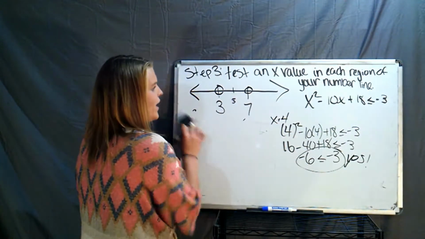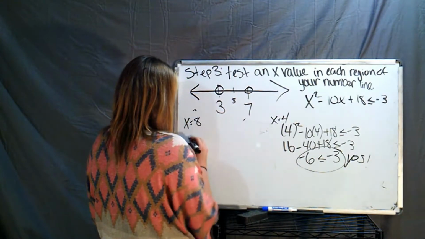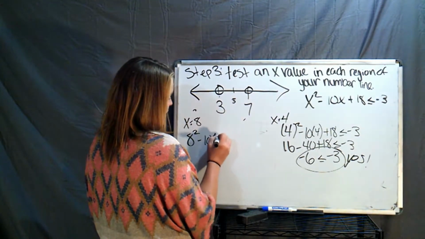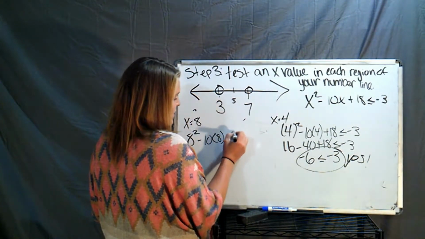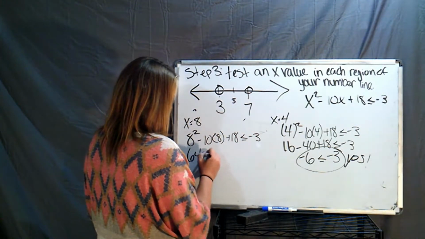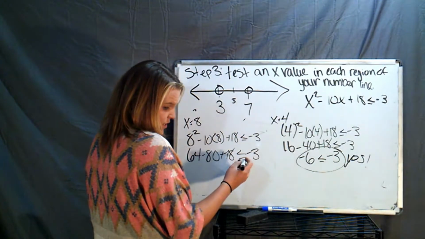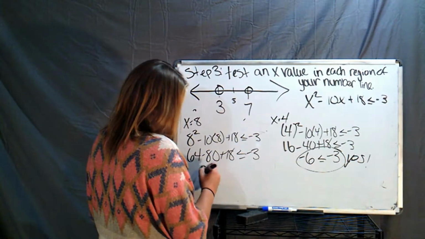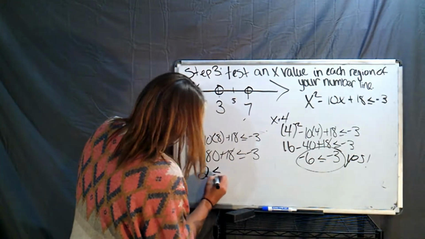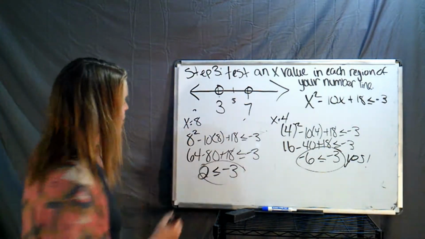Let's try our last region right here. Let's go x equals 8. So I'm going to have 8 squared minus 10 times 8 plus 18 is less than or equal to negative 3. 64 minus 80 plus 18 is again 2. 2 is less than or equal to negative 3. Is this true? We already said it wasn't in the first one, so no.